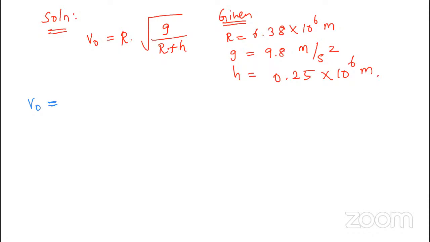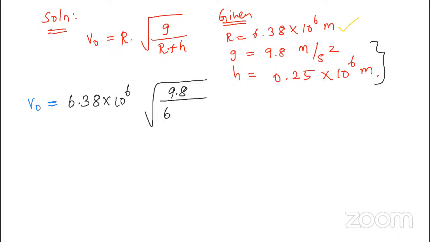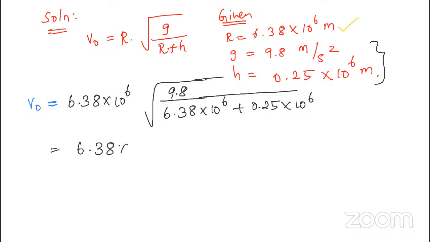So let us now substitute the values. What is the value of R? It is 6.38 into 10 power of 6. Square root of G's value, the constant 9.8, divided by R plus H, we have to add the two values: 6.38 into 10 power of 6 plus 0.25 into 10 power of 6. Next step, 6.38 into 10 power of 6, square root of 9.8 divided by, we have to add 6.38 and 0.25.